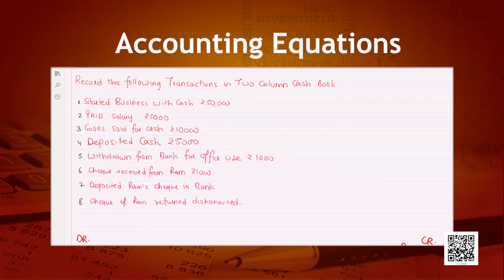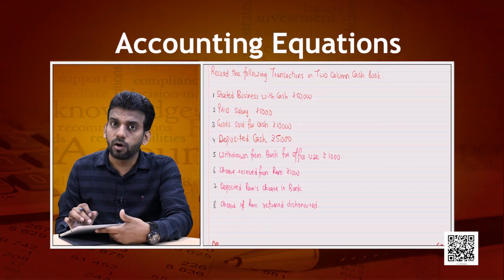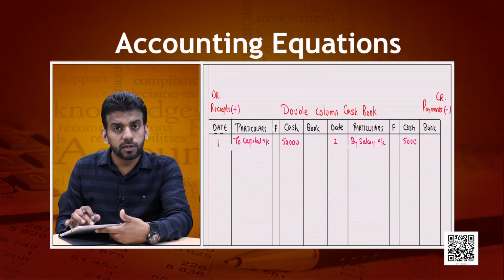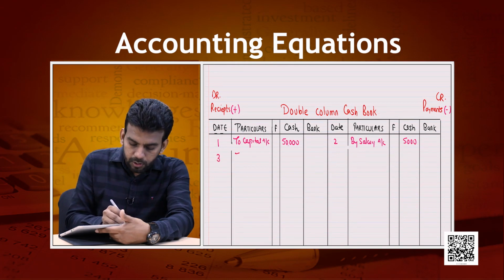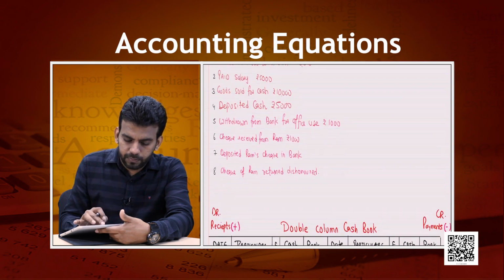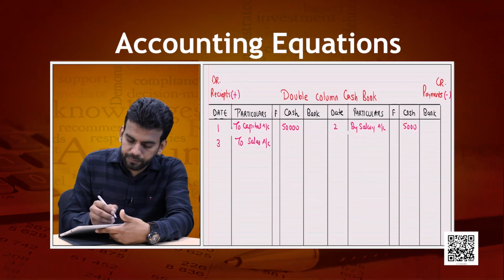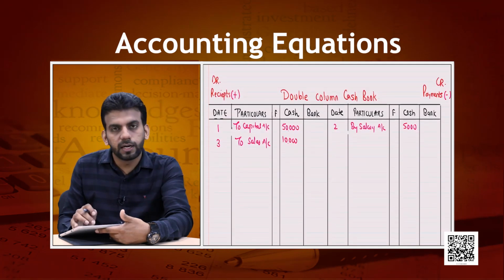Clear? Third is goods sold for cash. Now the question is, is money flowing in or going out? The answer is if you sell goods, the money is flowing in. So, we say to sales. How much is it? The amount is 10,000. Clear, students? I repeat, for every transaction, we see whether the money is flowing in or going out. If the money is flowing in, put it on the debit side. If the money is flowing out, put it on the credit side.